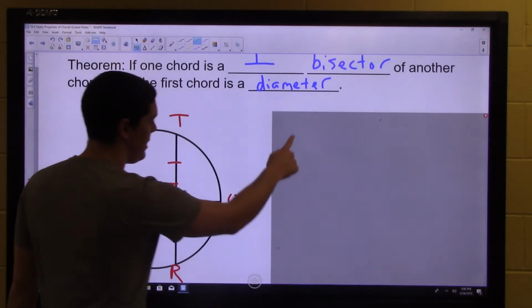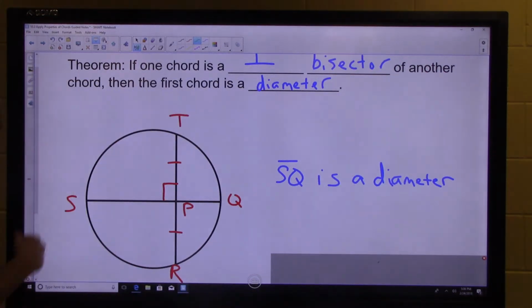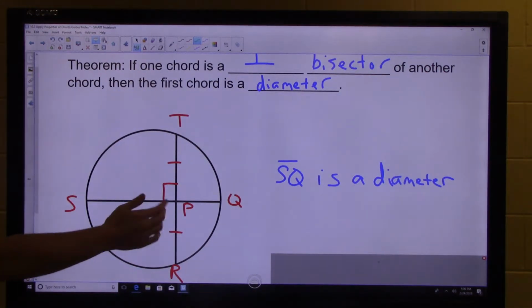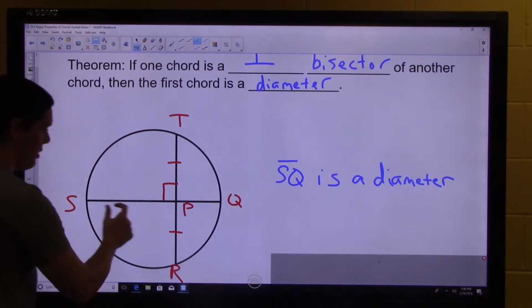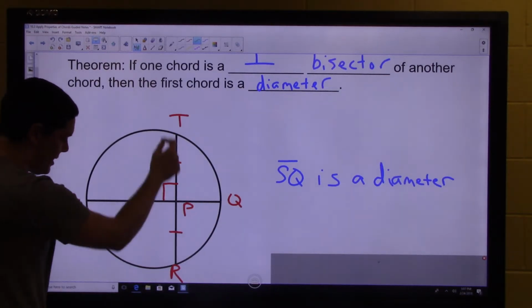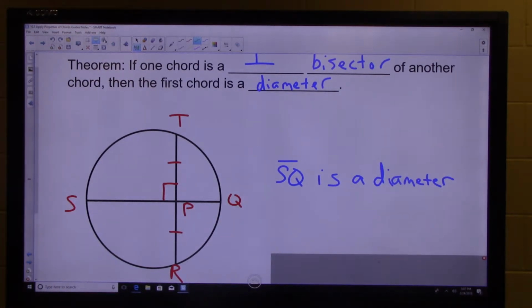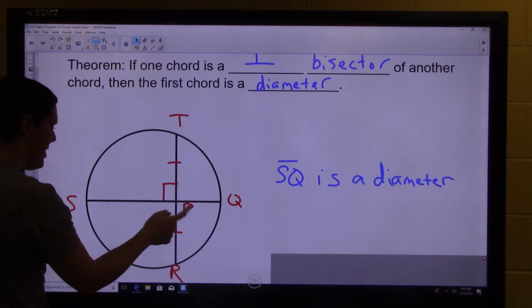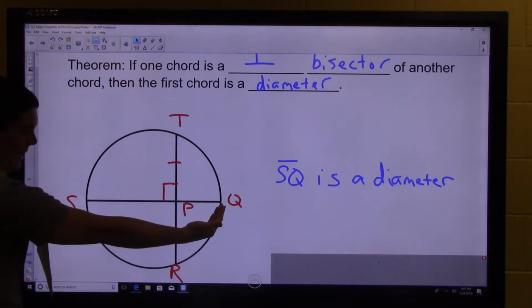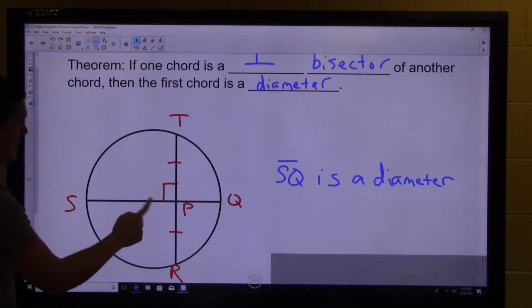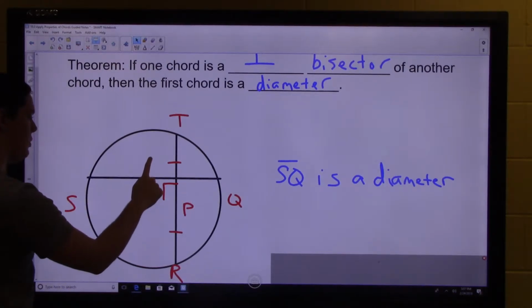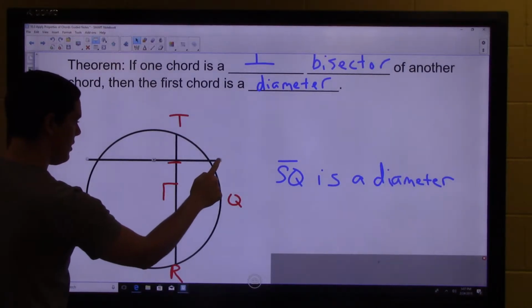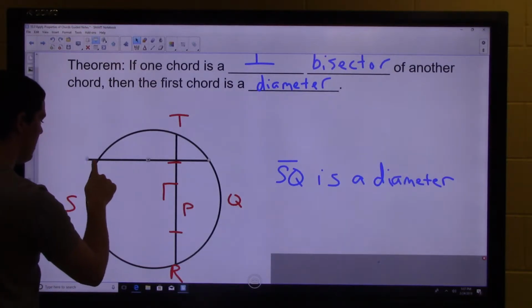I'll try to explain why that is. Again, I'll move stuff around in a second, but this is the claim that we're allowed to make now that we know this chord is a perpendicular bisector of the other chord. Let's try to understand why that is. Again, we're not going to prove it, but I'll just show you an illustration. Let's say this looks like it's a diameter right now. Let's make it more obvious that it's not a diameter. So let's say I move this up, move that in a little bit.